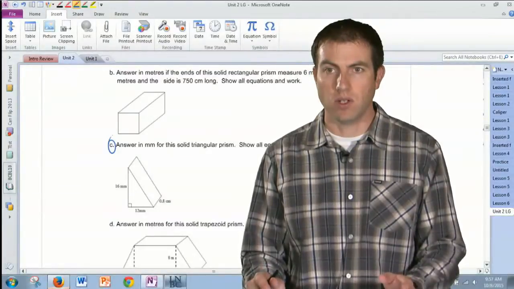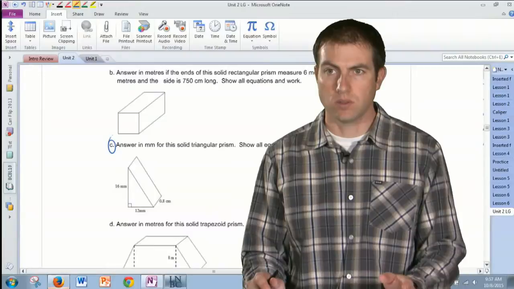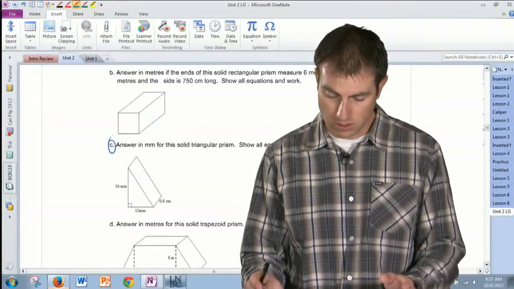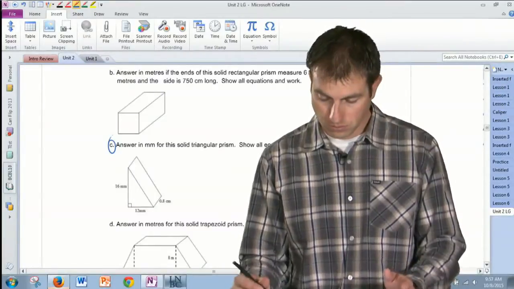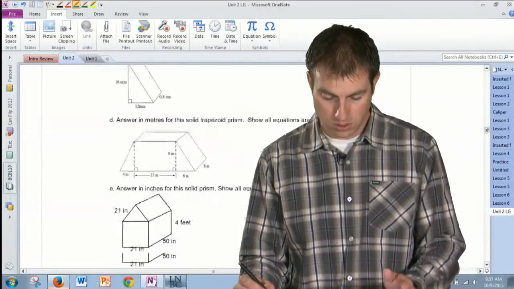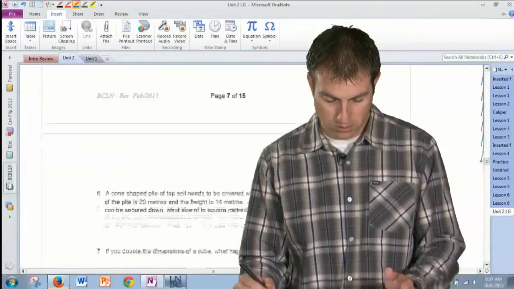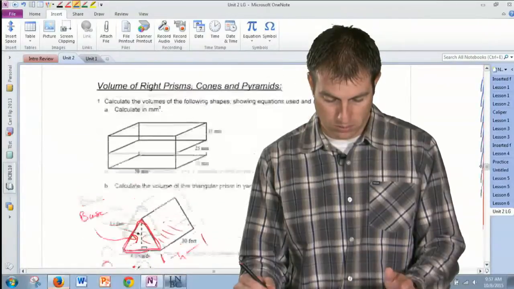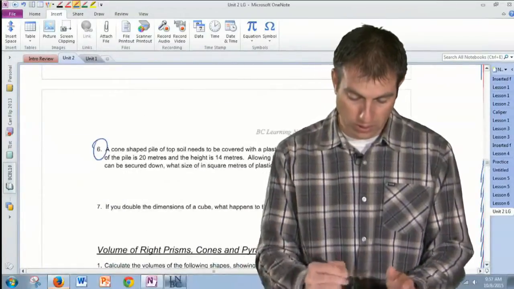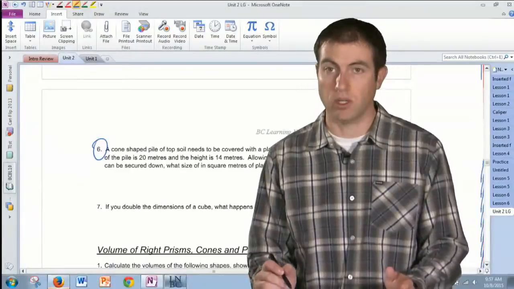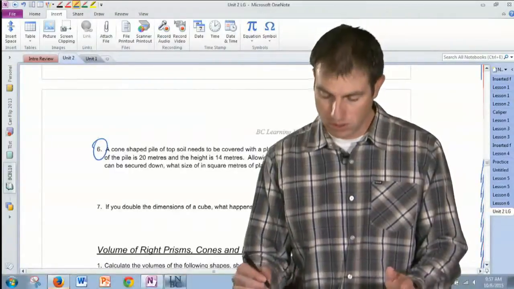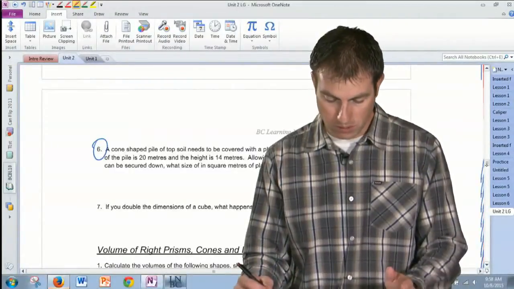6 above the volume of right pyramids and cones, pyramids, page 8. 6 above. This one here, a cone-shaped pile of topsoil. Is that the one, Taylor? The one about the topsoil needs to be covered with plastic, diameter of the base.